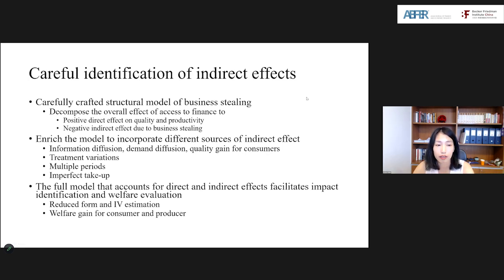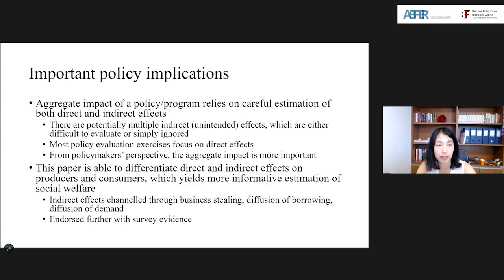So we can see the indirect effects due to information diffusion, demand diffusion, quality gain. And also because of the retrieval variations, we were able to further differentiate the various sources of indirect effects. So the model also facilitates the welfare calculation. We not just know the welfare gain for consumers and producers, but also the whole social welfare. This is again very important from a very aggregate point of view. For this aspect, I think it links microfinance evidence to macro policy implications.